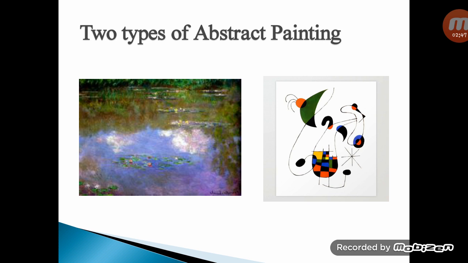In general, there are two types of abstract painting. The first type portrays objects that have been abstracted from nature. Although what you see may not look realistic, it is close enough that you can at least get an idea of what you are looking at. If you have ever seen any of the paintings of Claude Monet, you will know what I mean.